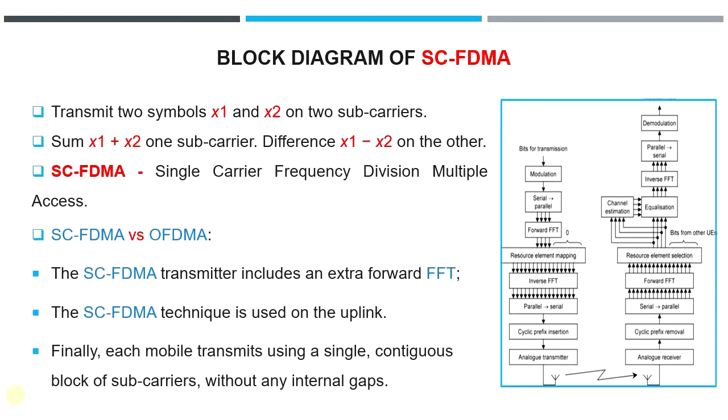The second difference arises because the technique is used in the uplink. Because of this, the mobile transmitter only uses some of the subcarriers. The others are set to 0 and are available for the other mobiles in the cell. Finally, each mobile transmits using a contiguous block of subcarriers without any internal gaps. This is implemented by the name SC-FDMA and is necessary to keep the power variations to the lowest possible level.